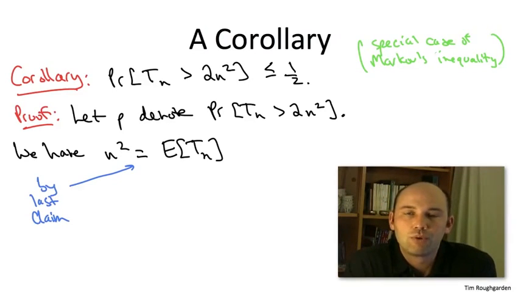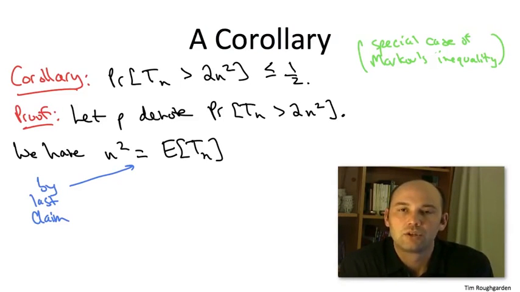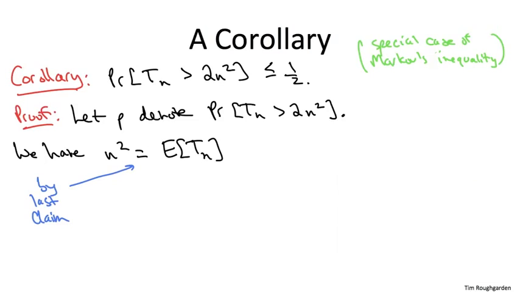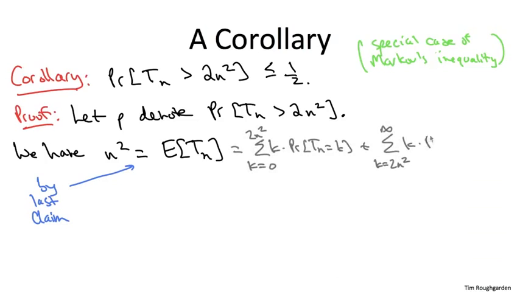So a little more formally, let's start from the expected value of t sub n. Now we know this is n squared, we just computed it, but let's also write out the definition of this expected value. So that's just a sum over the values that t_n might take on. Let's go ahead and just use all non-negative integers k from 0 to infinity, and then it's k times the probability that t sub n takes on the value k. I'm going to break this sum into two parts, the parts where k takes on a value that's at most 2n squared, and then the parts of the sum where k takes on a value bigger than 2n squared.